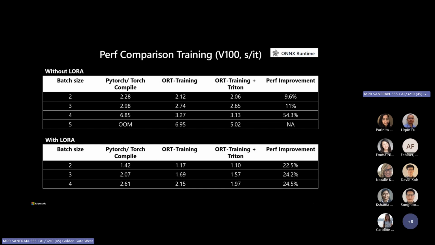With LoRA, as I mentioned earlier, for fine-tuning parts of your model, we are getting even better performance. And here also, we are getting similar numbers for PyTorch and Torch compile. Compared to PyTorch, for ORT training plus Triton, we are getting a performance improvement in the 20% range for batch sizes from 2 to 4. So as you can see here, the performance is really good. And it matters a lot because in training, you will be spending a lot of time on your compute, and it will save you hundreds and thousands of dollars based on the use case you have.